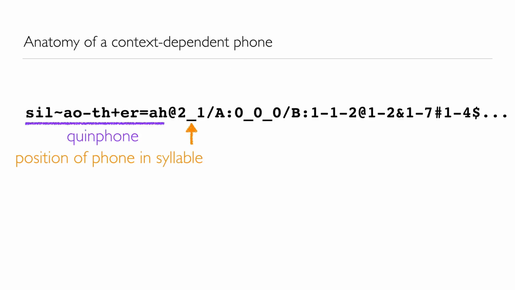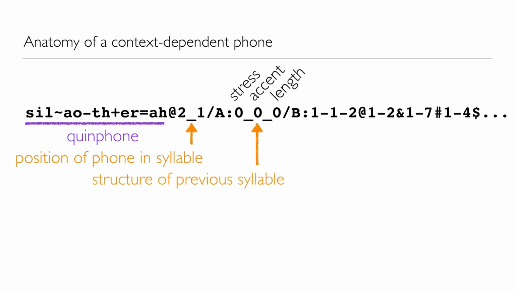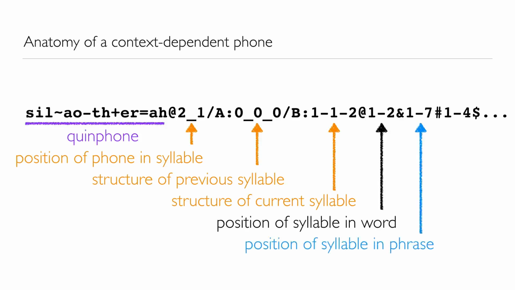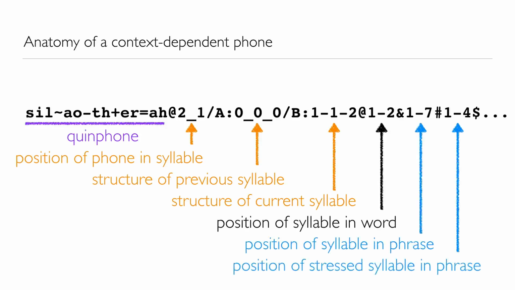And then we have the structure of the previous syllable. Here the previous syllable is a silence phone, and that's why the stress, accent and length are going to be zeros. Then we have the structure of the current syllable, where we have AO and TH, which is "auth", and the stress is 1 and accent is 1. And we have the position of the syllable in the word, the position of the syllable in the phrase, and the position of the stressed syllable within the phrase.